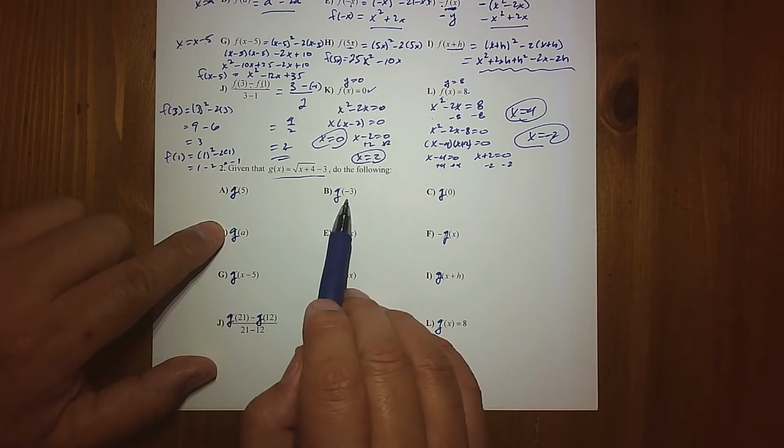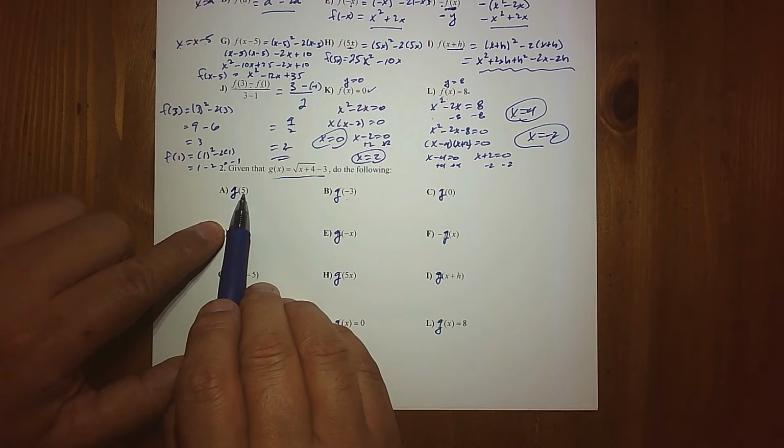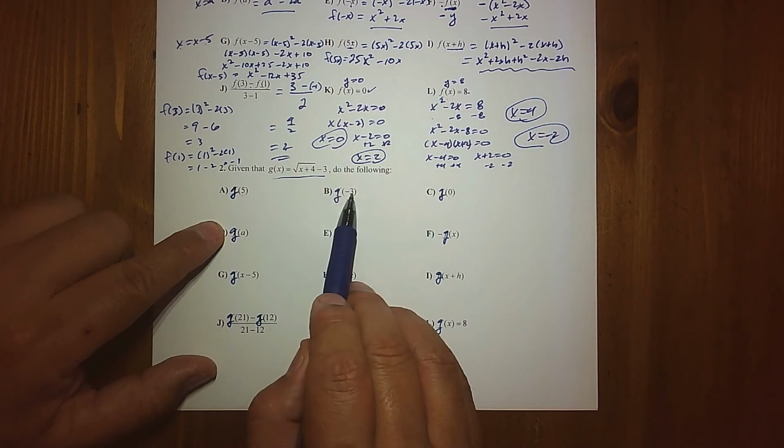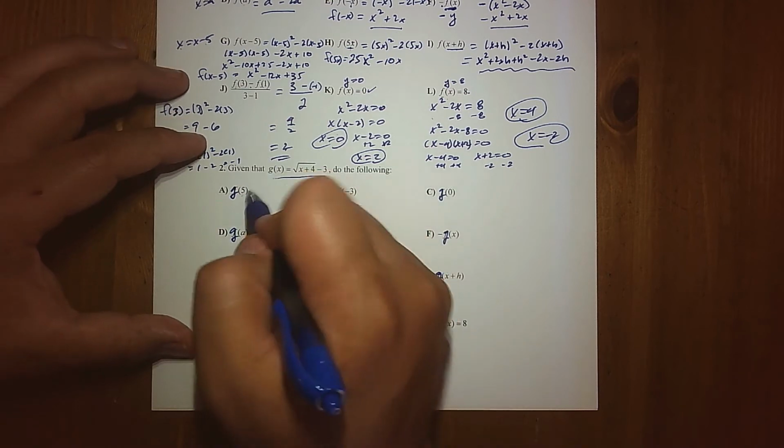of 5, g of negative 3, g of 0, I'm letting you know what x is equal to. So what's the output? What's the y when the input's 5? What's the output when the input's negative 3? What's the output when the input's 0? So that is easy enough.